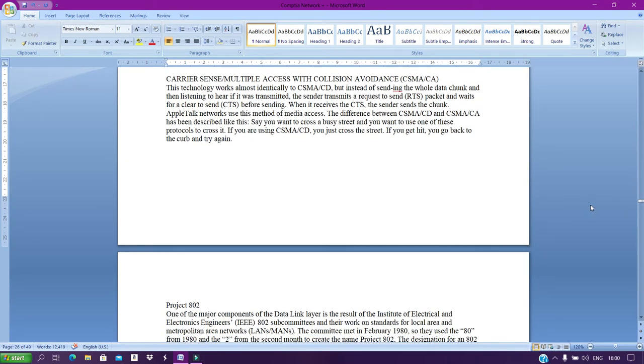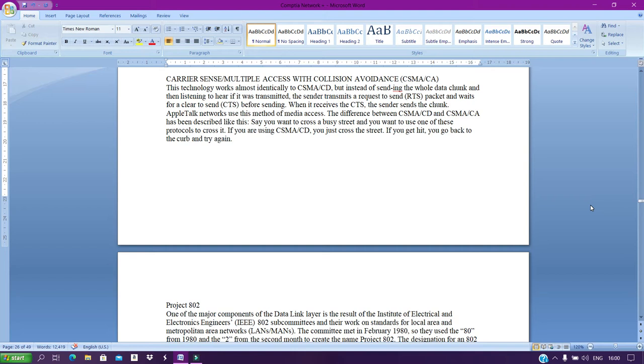Carrier sense multiple access with collision avoidance, CSMA-CA. This technology works identically to CSMA-CD, but instead of sending the whole data chunk and then listening to hear if it was transmitted, the sender transmits a request to send, RTS, packet and waits for a clear to send before sending. When it receives the CTS, the sender sends the chunk. AppleTalk networks use this method of media access.